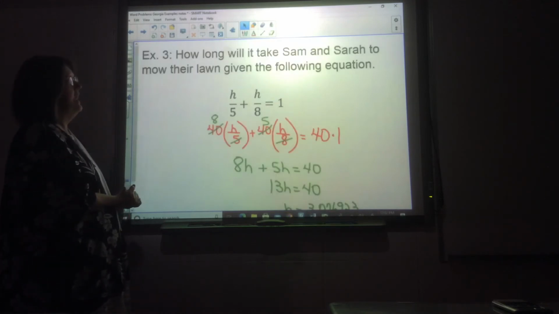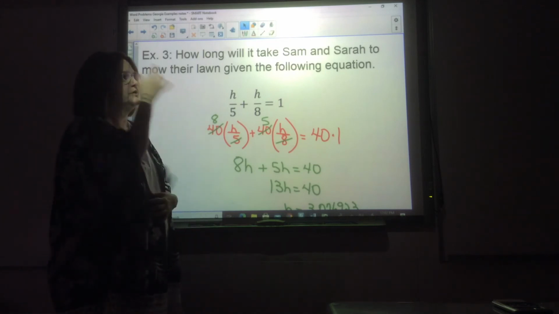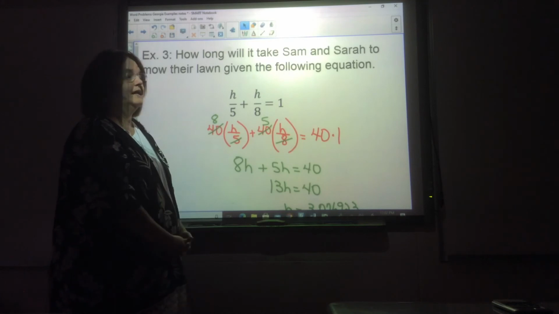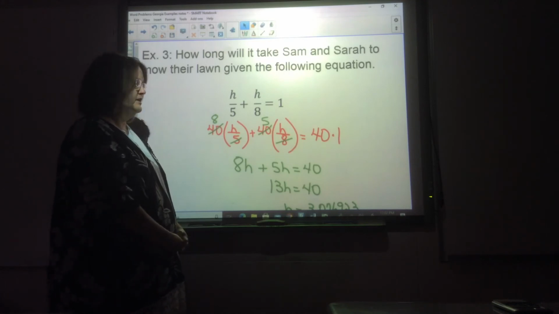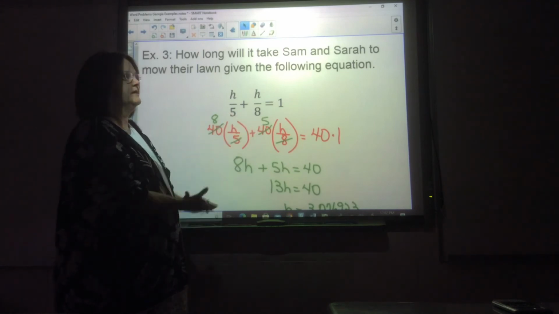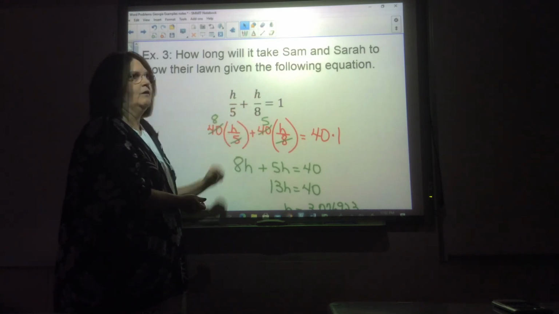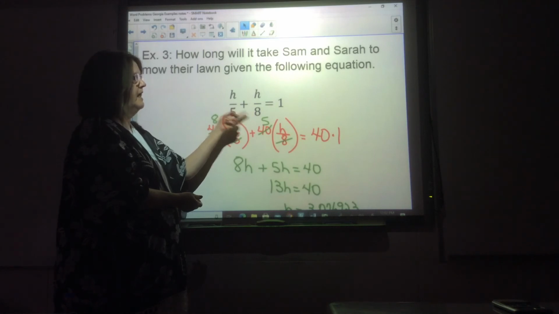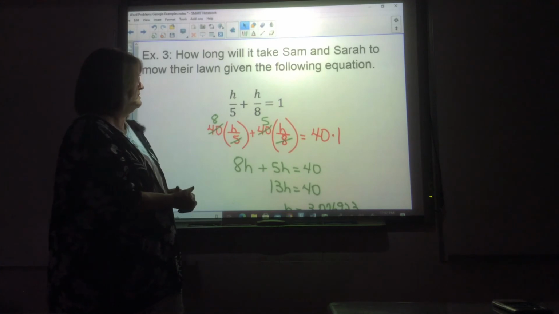How long will it take Sam and Sarah to mow their lawn given the following equation? Now, I got all these equations from the Georgia State Study Guide, and I'm just putting up examples for you so that you know what to do. And they gave the equation. This is a work problem. It takes one of them 5 hours to mow the lawn and the other one 8 hours. And so you take both of them and you put them together, and that gets the whole lawn done. That's how this kind of equation is done.